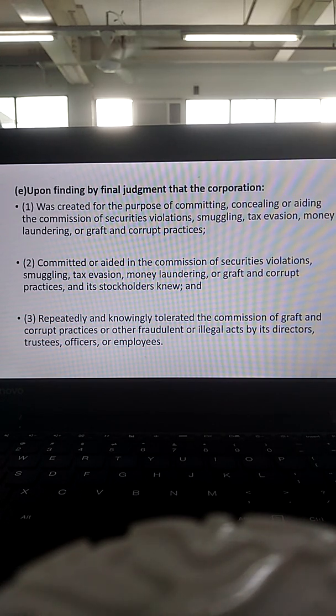Ito, upon finding by final judgment that the corporation was created for the purpose of committing, concealing, or aiding. Ayan, you are the bridge of creating a crime. Second, committed or aided in the commission of securities violations. Okay? Third, repeatedly and knowingly tolerated the commission of graft and corrupt practices. Yan.